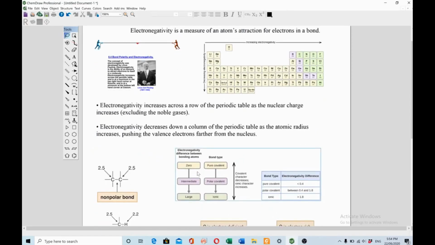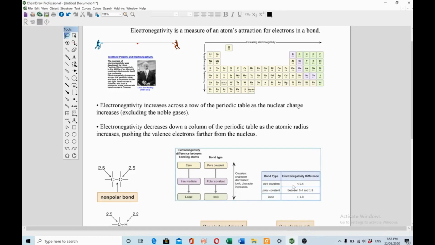Let's have a look at this chart. If the electronegativity difference between the two atoms is 0, then the bond will be called a pure covalent bond, or the bond that exists in that molecule is a pure covalent bond. Consider the example of oxygen, O2: if you subtract 2.5 minus 2.5, the net result will be 0, and the bond between these atoms is pure covalent. If the electronegativity difference is intermediate, the bond will be polar. If the electronegativity difference is large, the bond will be ionic.